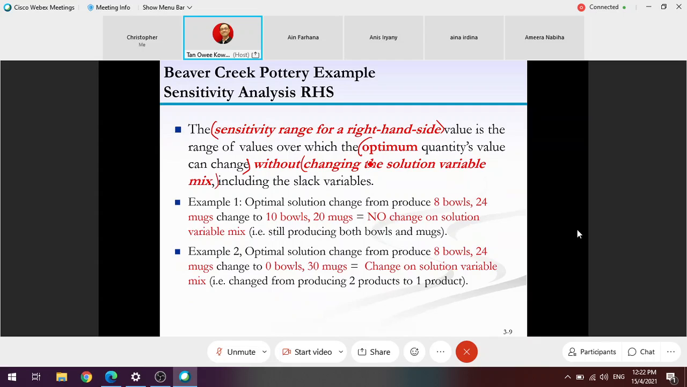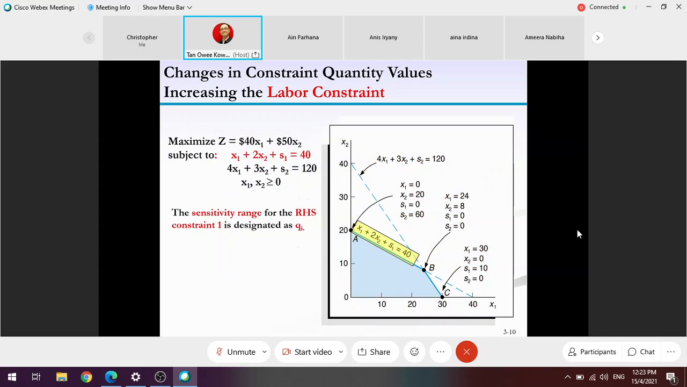The solution mix does not change. Example, if you are changing from 8 bowl, 24 mark to 10 bowl, 20 mark, we are saying that there is no change in the solution variable mix, because you are still producing both products. However, if you change from 8 bowl 24 mark to 0 bowl 30 mark, then yes, there is a change in the solution mix. Okay, do you understand so far?